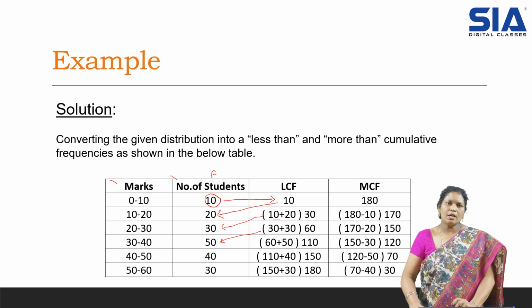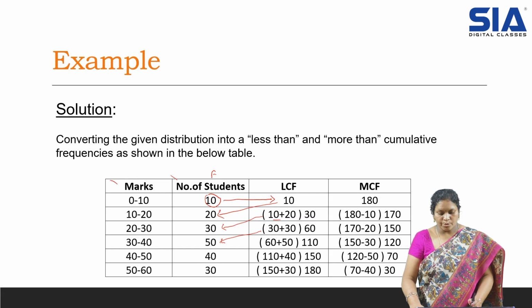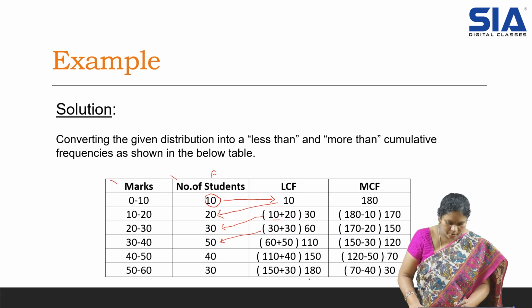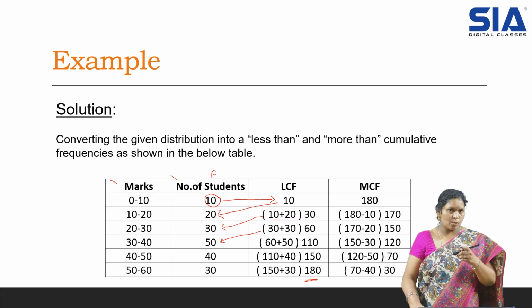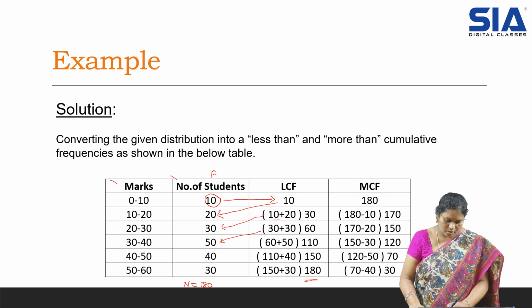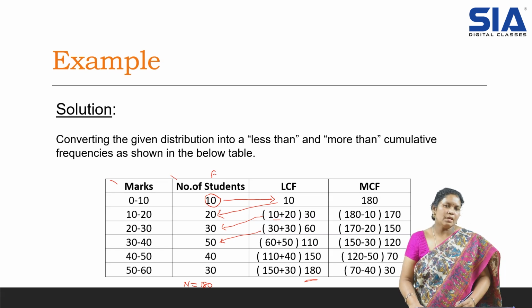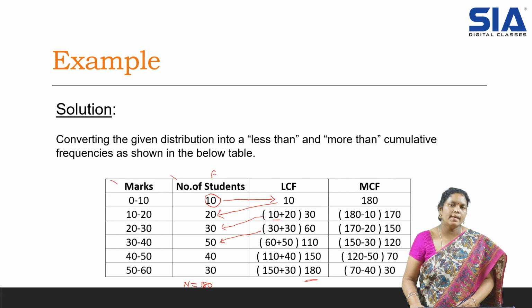Now let us check how MCF, more than cumulative frequencies, will go. Now how to do it: the last value of your LCF, check it out. The total of frequencies will also be the same. So if you do the total, capital N, that will also be 180. So the last value of less than cumulative becomes the total of frequency. That same value you have to carry on for the first value of more than cumulatives.